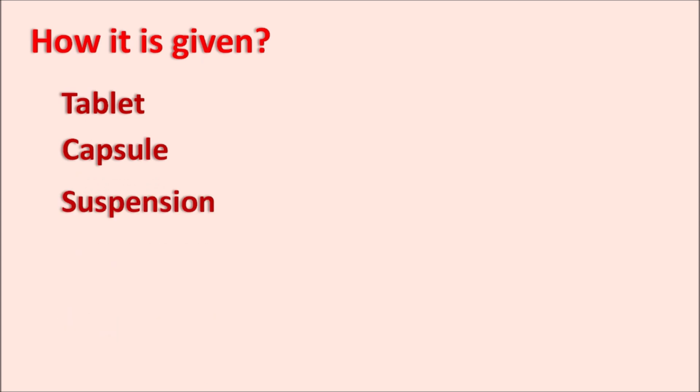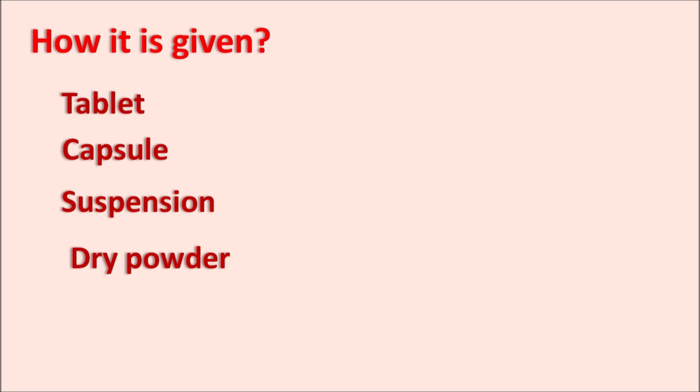How is it given? This drug is available as a tablet, capsule, or suspension, which are suitable for oral use, and it is also available as a dry powder, which is reconstituted for IV injection. It is available in different strengths, with azithromycin at 500 mg or 250 mg, and the dose of the drug depends on the particular clinical condition.